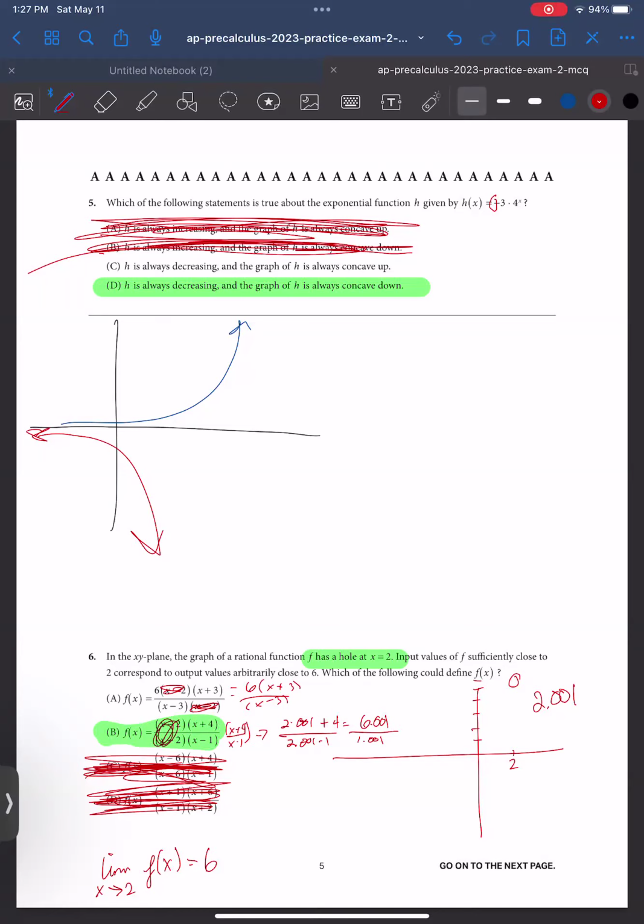I understand that B is very close to 6, but when we have A, I'm confused about why it's not A. So let's say I do 6 times (2.001 plus 3) divided by (2.001 minus 3). So what is 2.001 plus 3?